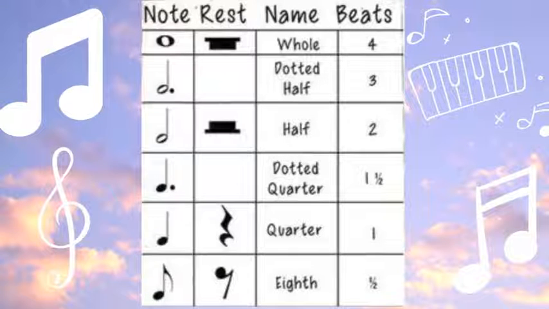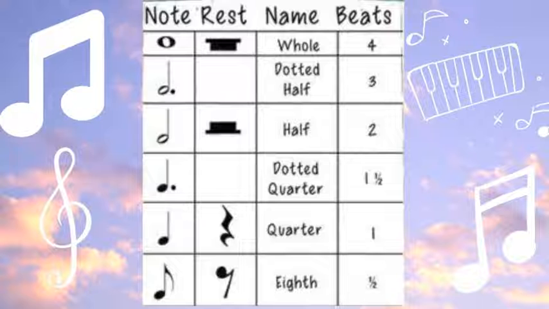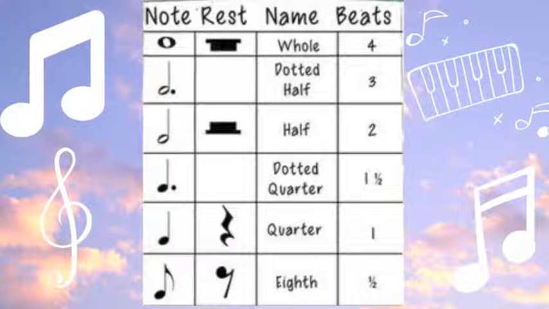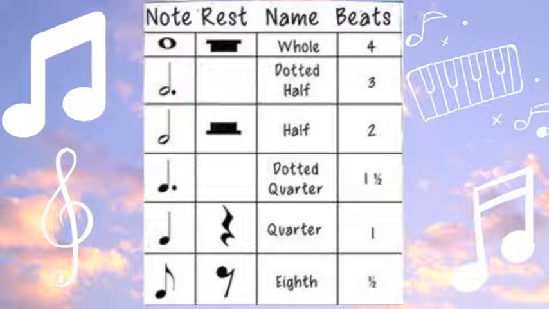Good. Moving down, we've got our dotted quarter note. This is probably our trickiest one. Our dotted quarter note gets 1.5 beats. Next up is our quarter note. Our quarter note gets 1 beat. And if you want 1 beat of silence, you need a quarter rest, that kind of squiggle looking guy.